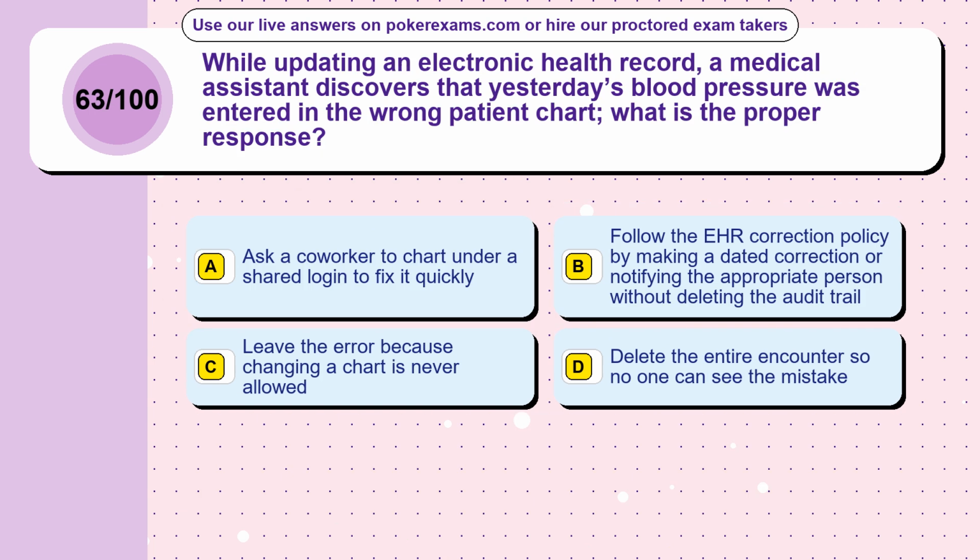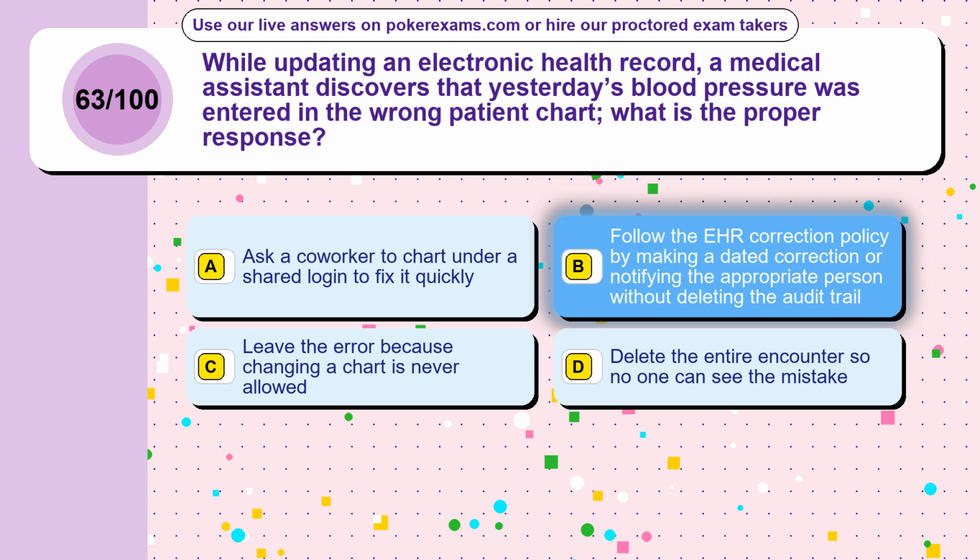Question 63. While updating an electronic health record, a medical assistant discovers that yesterday's blood pressure was entered in the wrong patient chart. What is the proper response? Option A. Ask a coworker to chart under a shared login to fix it quickly. Option B. Follow the error correction policy by making a dated correction or notifying the appropriate person without deleting the audit trail. Option C. Leave the error because changing a chart is never allowed. Option D. Delete the entire encounter so no one can see the mistake.